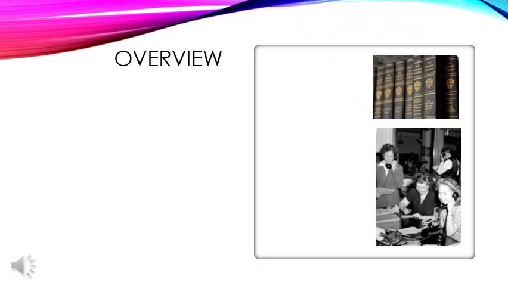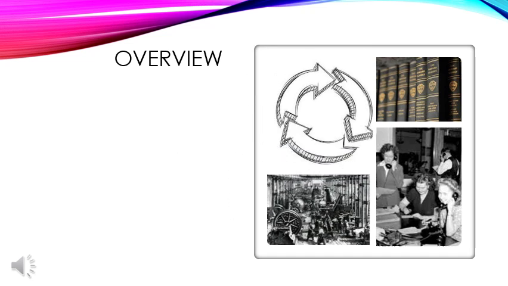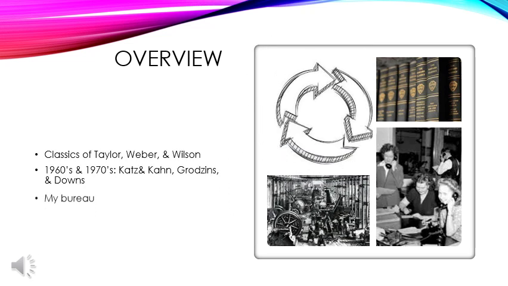So I haven't quite finished my paper, but an overview of this presentation is the classical theories of Frederick Taylor's efficiency, Max Weber's bureaus, and Woodrow Wilson's centralization. This can be seen in the works of the theorists from the 1960s and 70s as well, those theories of Katz-Kahn, Gradzins, and Downes. I'm focusing specifically on the life cycle of the Bureau and how all the theories can be tied into it. On the next slide, I'll show the classics and the 60s and 70s theories and how they tie into the life cycle of the Bureau. And then I'll advise on my point of view with regards to these theories.